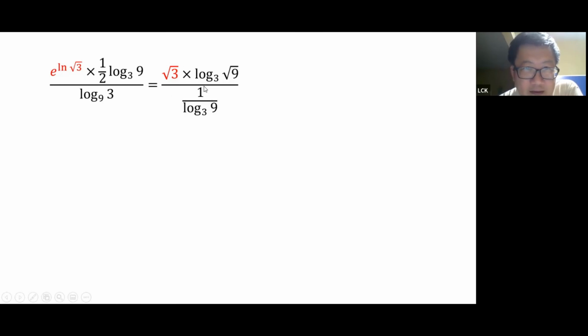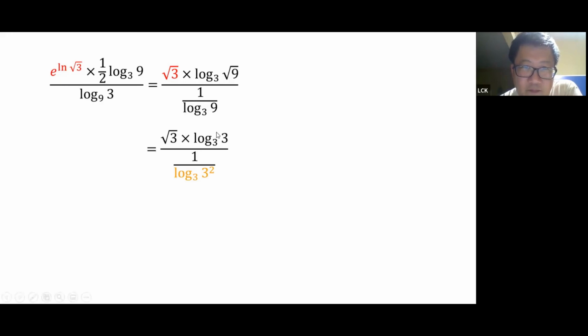How did I transform this to this? All right, by taking 1 over that. So when I take 1 over, when I invert that, these two numbers flip. So 3 becomes the bottom, 9 becomes the top. All right, so after I've done all these things, look at the next step.